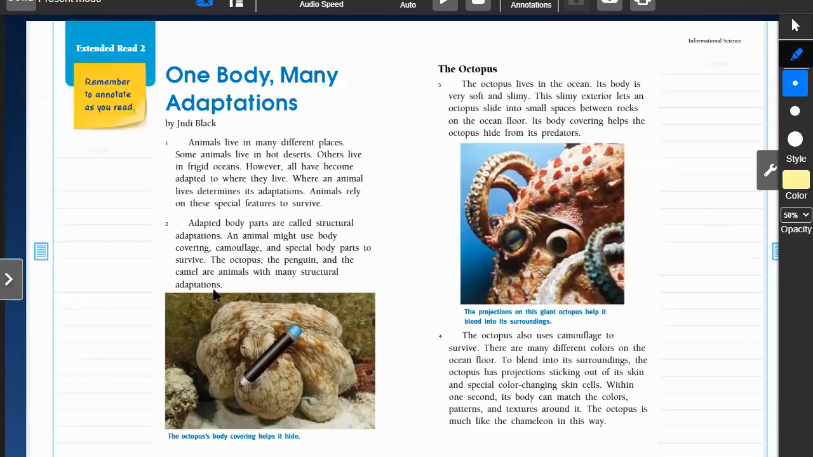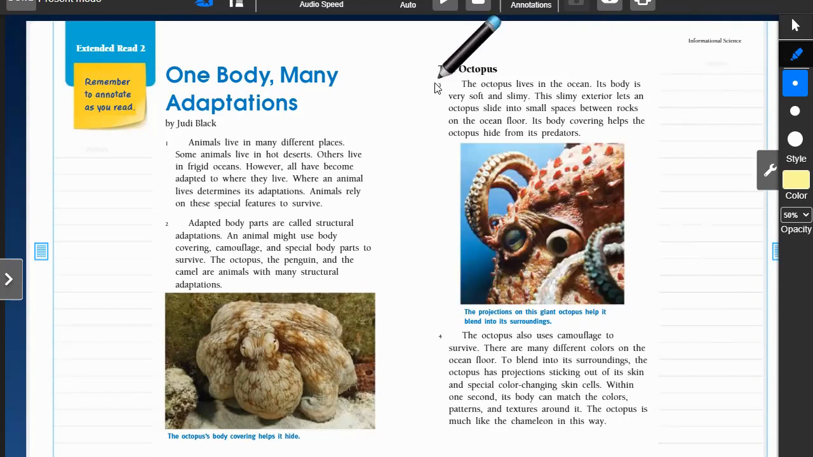Here we are, page 23, and again, we're only going to focus on the section of the octopus. As we are reading, we are going to highlight key details. In this case, we are looking for the adaptations of the octopus, okay? So I'm going to pay special attention to see what those adaptations are.